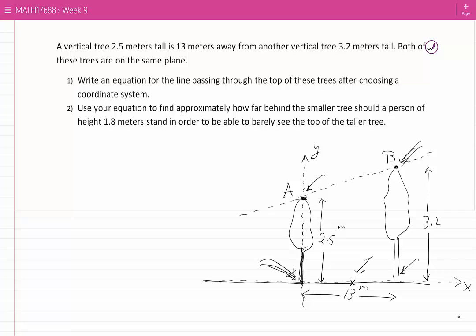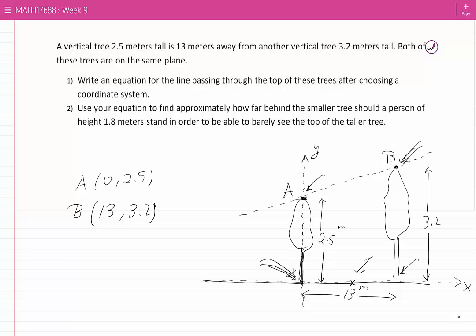Once we choose the coordinate system, we can give points A and B their coordinates. Point A has the x-coordinate to be 0 because it is exactly on the y-axis, and the y-coordinate to be 2.5. Point B has its x-coordinate to be 13 and its y-coordinate to be 3.2.